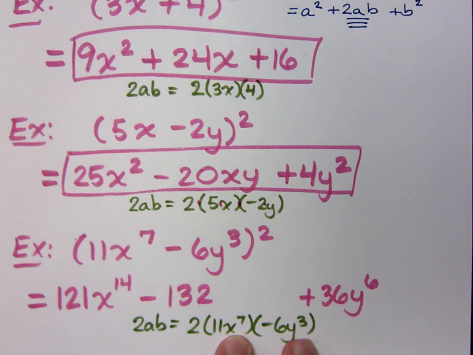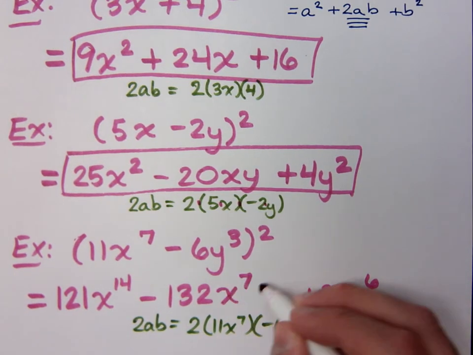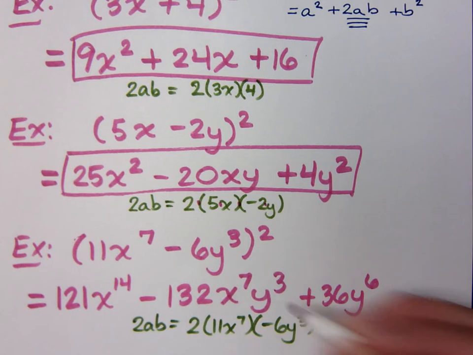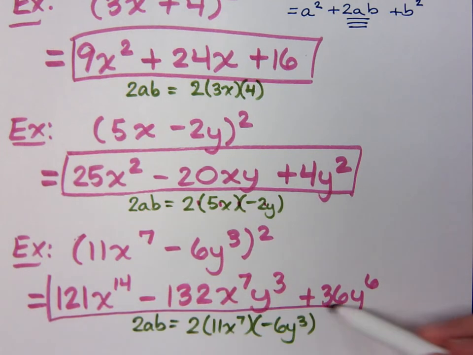Can I do anything with the x to the 7th and y to the 3rd? There's nothing that's going to change those exponents. I'm just going to write them like that. That's all I can do when you have the variable factors in that middle term.